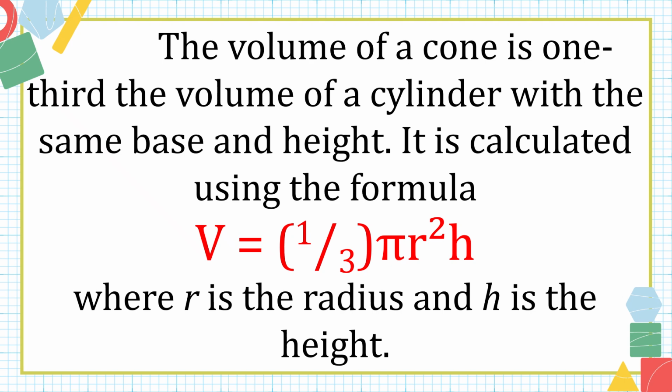The volume of a cone is 1/3 the volume of a cylinder with the same base and height. It is calculated using the formula V is equal to the quantity 1/3 pi r squared h, where r is the radius and h is the height.